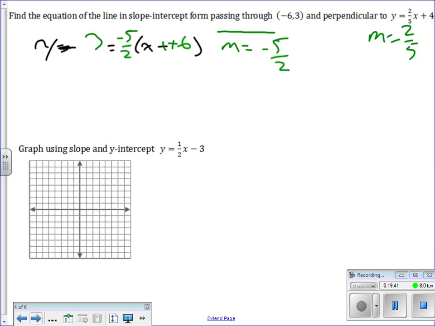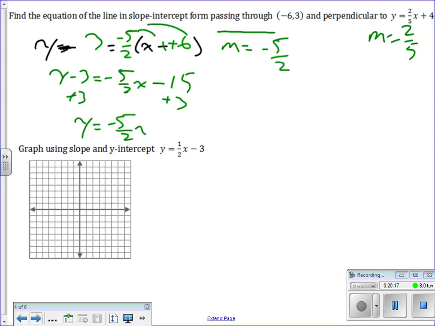Okay. Change the double negative to a positive. Y minus 3 equals, and then distribute. Negative 5/2 x, that's easy. Negative 5/2 times positive 6. So negative times positive, I know I've got a negative. 5 halves times 6. Well, what's half of 6? It's 3. What's 3 times 5? 15. That's pretty quick. Add 3 to both sides. Y equals negative 5 halves x plus, well, sorry, minus 12.